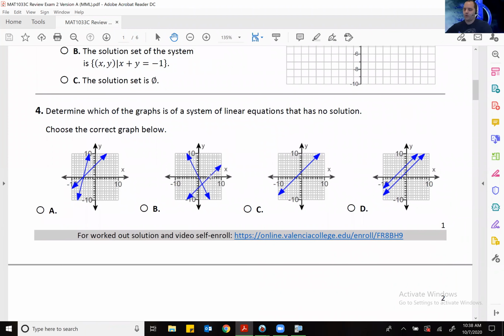Okay, so number 4. They want to know which graph down below has no solution, A, B, C, or D. D. You got it. Why'd you choose D? They never cross or intersect. That's right, because what kind of lines are these? Parallel. You got it.